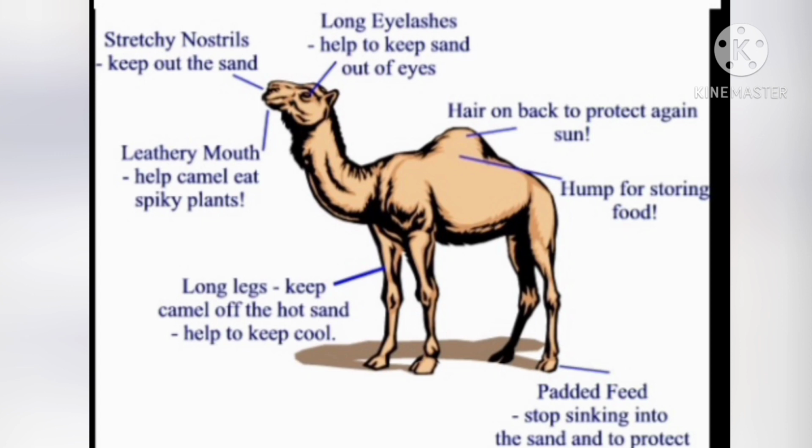The camel has long eyelashes that help to keep sand out of the eyes, and you can see here hair on the back to protect against the sun, and a hump for storing food. Since the camel loses very little water from its body, it can live for many days without water. You can see their feet also, they have padded feet that stop them sinking into the sand and protect from the heat of the ground. Please have the correction, padded feet here.